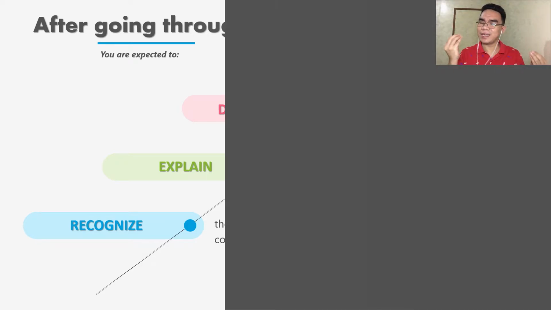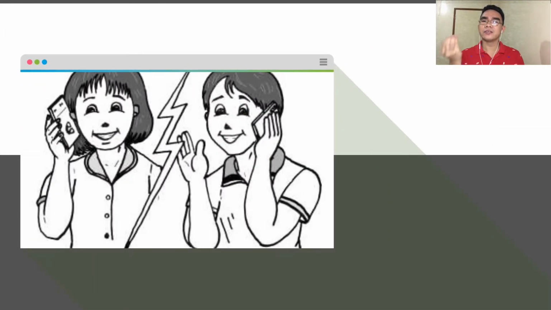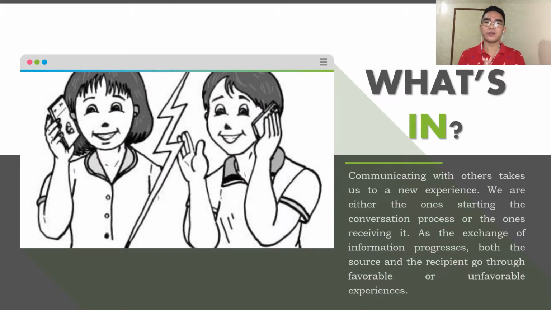So what's in this topic? Communicating with others takes us to a new experience. Am I right? Because when we are talking to someone else, we are discovering, we are exploring not only our surroundings but also the person that we are talking to. We are either the ones starting the conversation process or the ones receiving it, because we are exchanging roles. We can be the sender and we can be the receiver also. Later on we will dig deeper on the information about that.